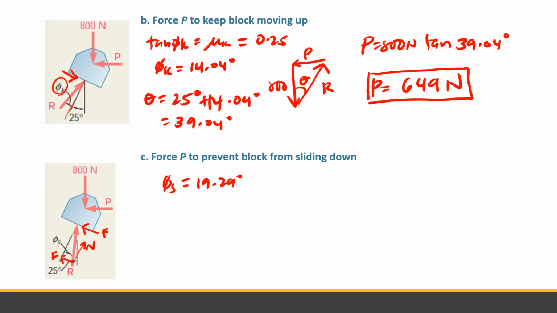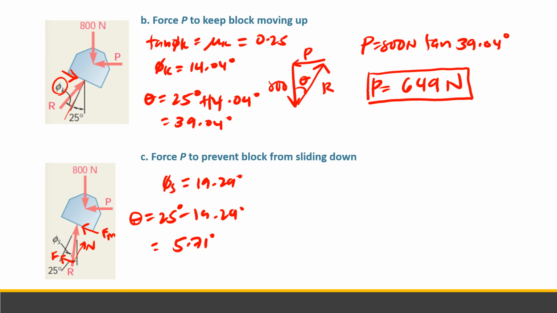Why? Because it is impending motion, meaning our F is Fm, which is static. It is at an angle of static friction. So phi s is what we will use. Our theta is equal to 25 degrees minus 19.29 degrees. So theta is equal to 5.71 degrees.